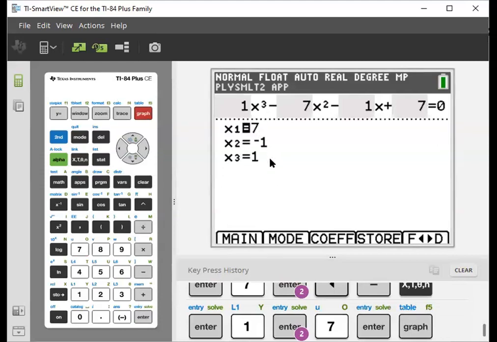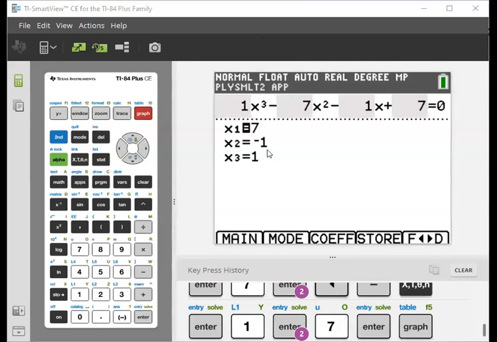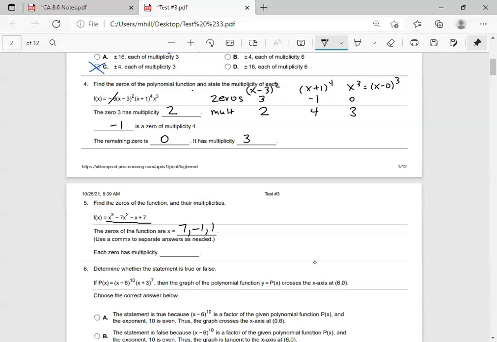And this time it was nice because I don't have any imaginary or irrational answers. It's just 7, -1, and 1. So on that problem, I'm done. Each zero has a multiplicity of 1. Remember that our highest exponent is a 3, which means at the most I can have 3 zeros, and I have 3, so these can't be listed more than once apiece. They are listed 1 time apiece.